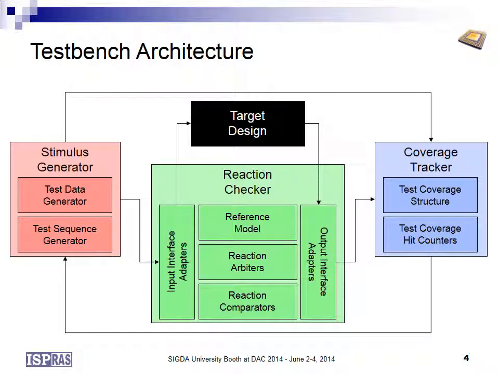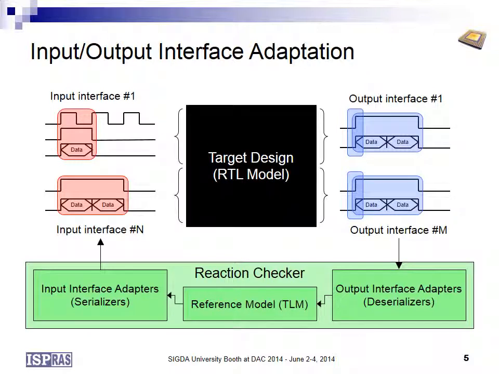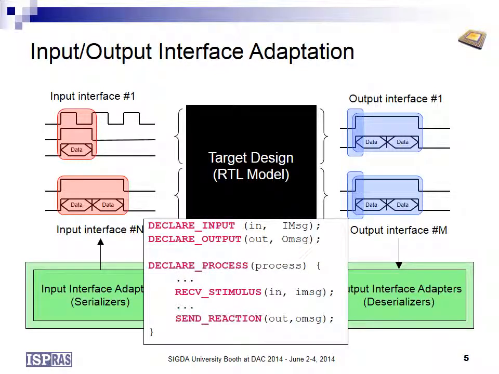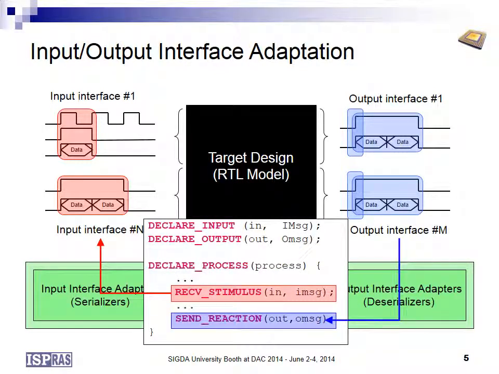A test system according to C++ TESK includes three basic parts: a stimulus generator set up by user-defined test scenarios, a reaction checker including reference model and interface adapters, and a coverage tracker measuring progress. To make matching and checking of reference model and target design reactions possible, interface adapters are used. Output interface adapters envelope pin-level RTL model data into TLM messages. Input interface adapters unpack TLM messages and toggle RTL model input pins. Here is an example of calling, unpacking, and packing macros.